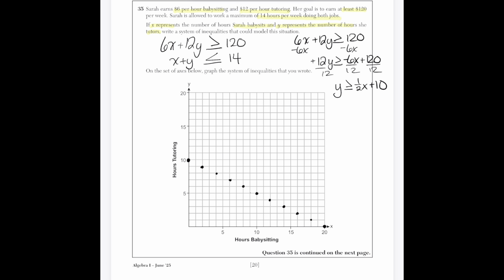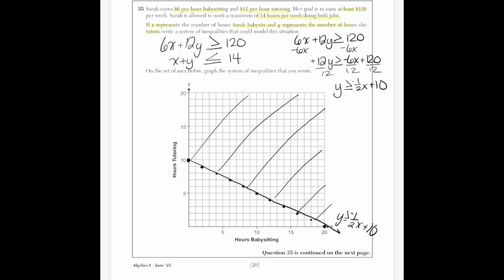Okay, so that's the first part. I can graph, let's connect all these lovely dots. And because I have y is greater than, I want this part up here. Okay, so that's part one. Pretty simple. I'm even going to write this as my line. This was negative 1/2 x plus 10.